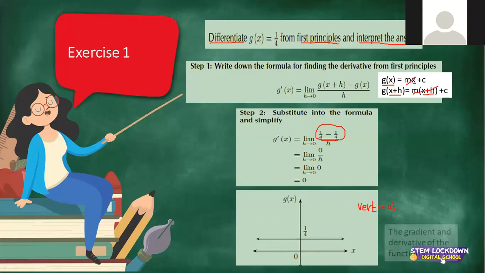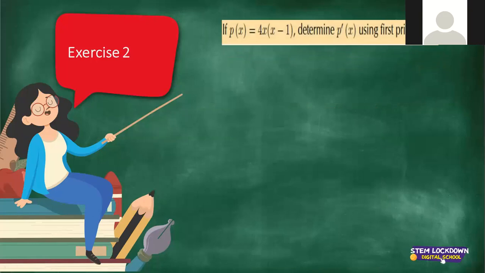And then moving on. So how I interpreted my statement is that the gradient and the derivative of the function g of x is 0. And our second exercise, we have p of x equals 4x into x minus 1. And then you need to determine the derivative of this function using first principles.